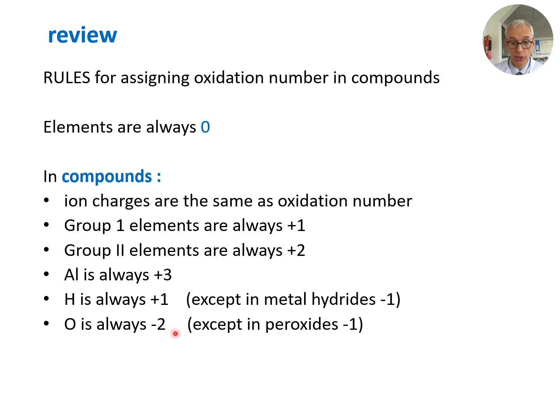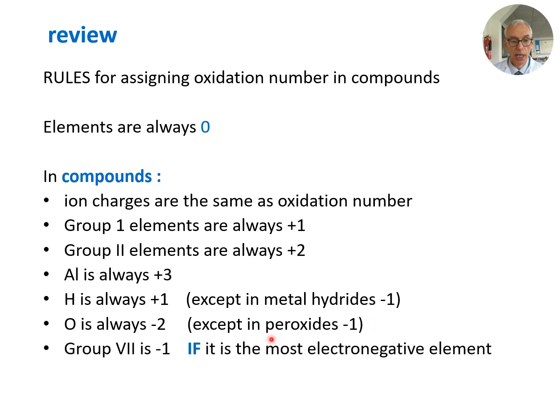Oxygen is always -2. There is an exception, peroxides, hydrogen peroxide, H2O2. The oxidation number of oxygen is -1. A useful rule about group 7 is that if it is the most electronegative element, it is -1. In combinations with more electronegative elements, group 7 elements can go from +1 to +7. But if it is the most electronegative element, it is -1.